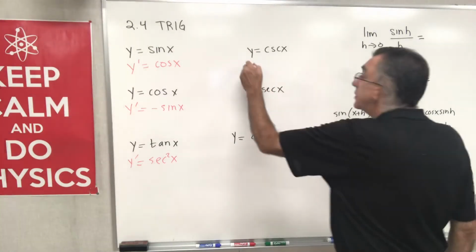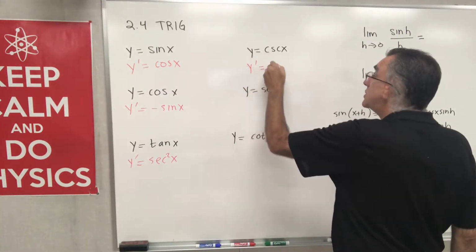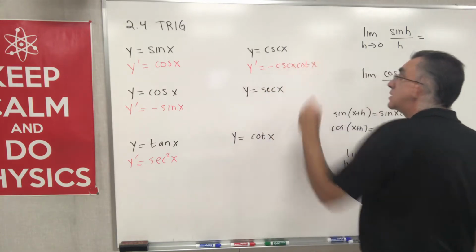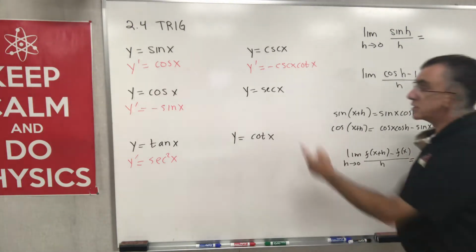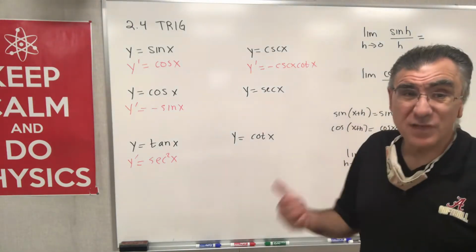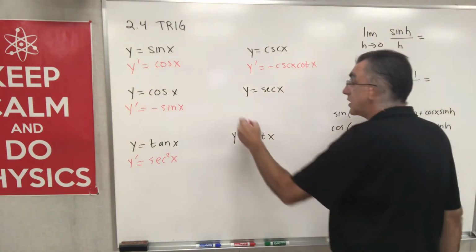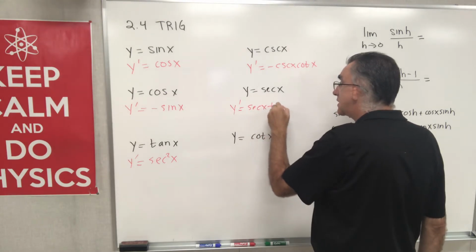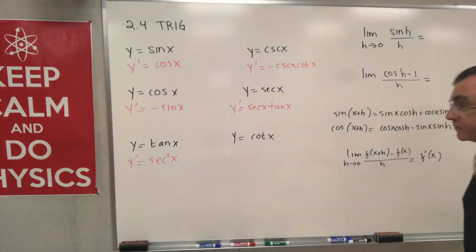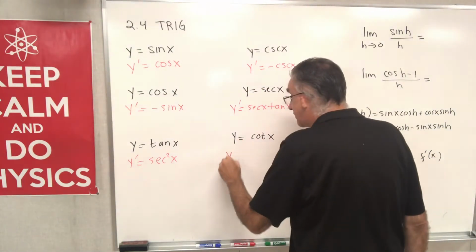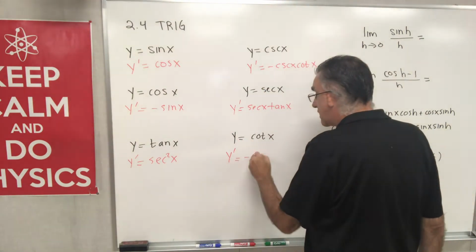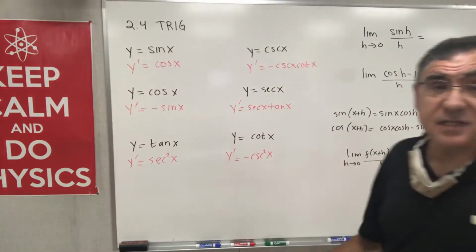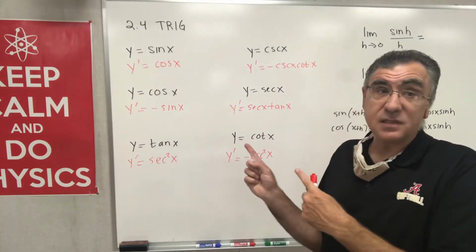The derivative of cosecant is negative cosecant cotangent. Remember I told you the co-functions are negative. Derivative of secant is secant tangent, and the derivative of cotangent is negative cosecant squared. So this is it, guys. I mean, in the final analysis, what do you need to know? You need to know this, okay?